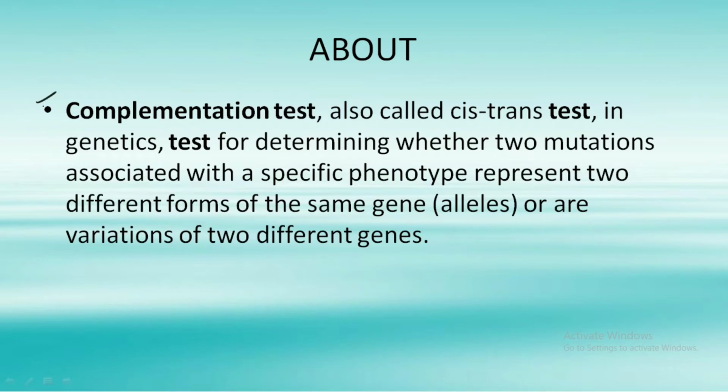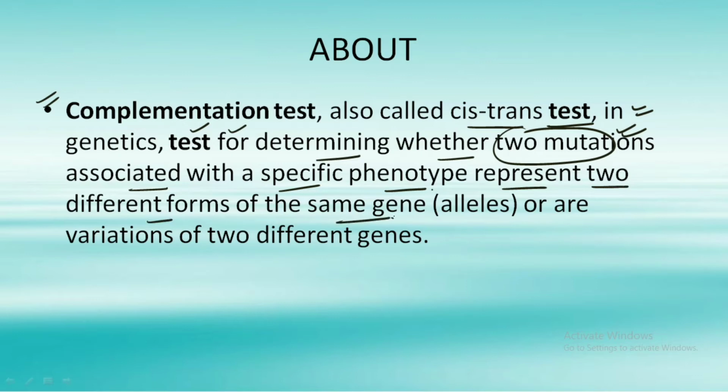The complementation tests are also called the cis-trans test, and in genetics these tests are used for determining whether the two mutations that we are taking into consideration are associated with a specific phenotype or not, and also whether they represent two different forms of the same allele or variations of two different alleles. You will be able to understand this when we discuss a cross, and then you would understand it in a better way.